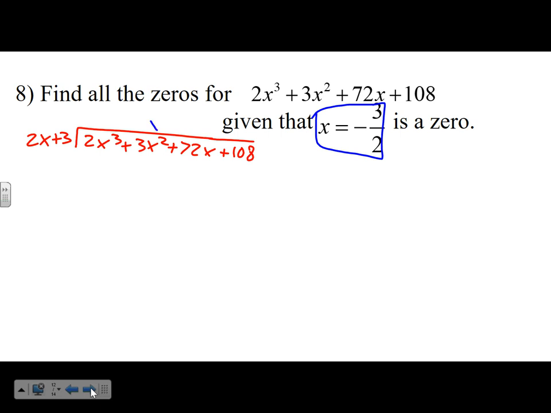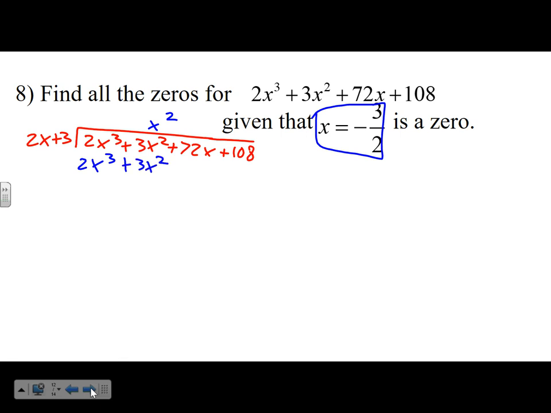2x times x to the second power gives me 2x to the third. This one I'm going to go ahead and do a little quicker without showing you all the multiplication. Hopefully you're getting pretty good at that. 2x times x squared is 2x to the third. 3 times x squared is 3x squared.